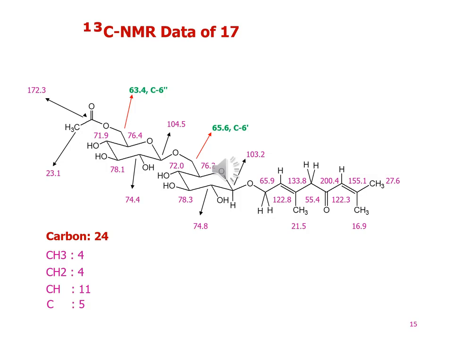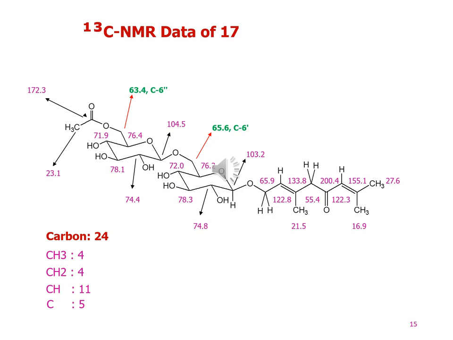The other unit is confirmed by the signals that resonate at 74.4, 78.1, 79.9, 76.4, and 104.5, which indicates the presence of a second glucose unit. The signals for the oxygenated carbons appear at 72.0 and 76.4 respectively. Similarly, the signals appear at 65.6 for carbon 6' and 63.4 for carbon 6''.